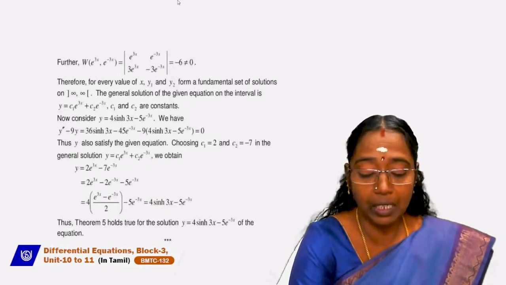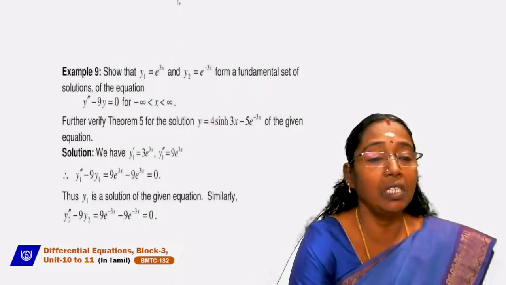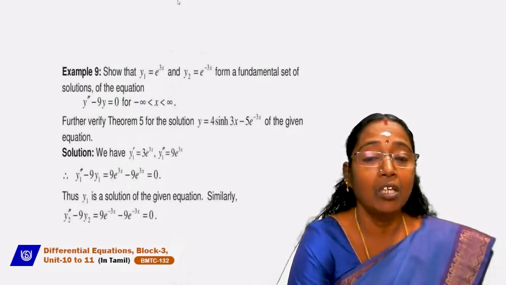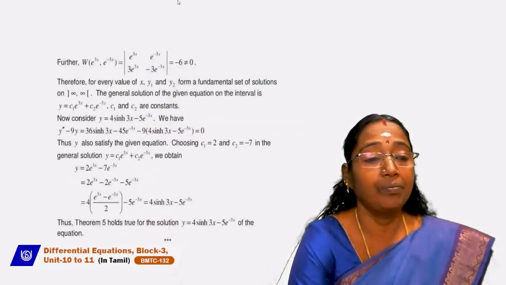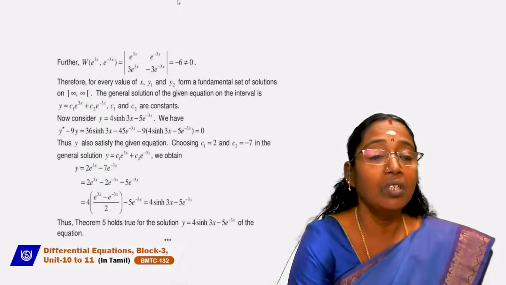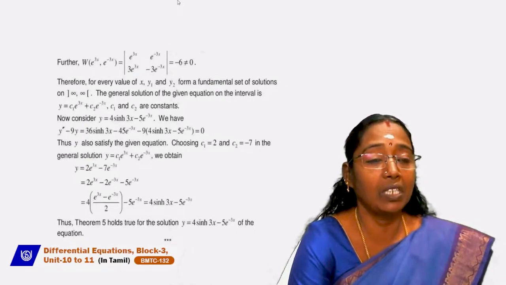Now we have come to the answer for the other question, namely you have to verify theorem 5 for the function y equal to 4 sinh 3x minus 5 e power minus 3x on the given equation. Now consider y equal to 4 sinh 3x minus 5 e power minus 3x. We have, for this y, you have to find the value.